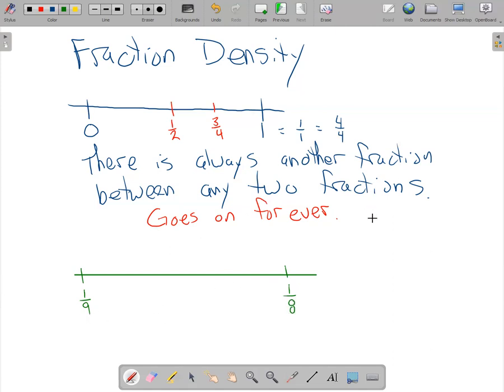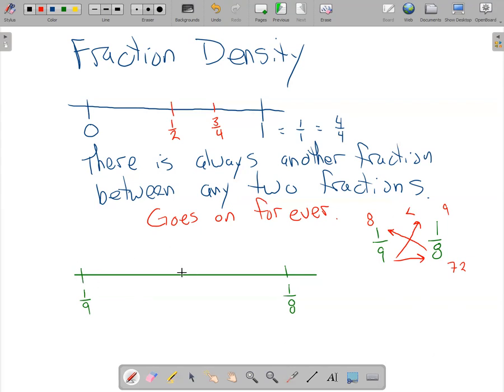If you weren't sure about that, you could use that comparison we talked about earlier, 1/9 versus 1/8, where we do that little cross multiply thing. 8 times 1 is 8. 9 times 1 is 9. 8 is less than 9, which means 1/9 must be less than 1/8. Keep in mind the common denominator there would be 9 times 8, or 72. There are infinitely many fractions in between there. Let's try to find a few of them.